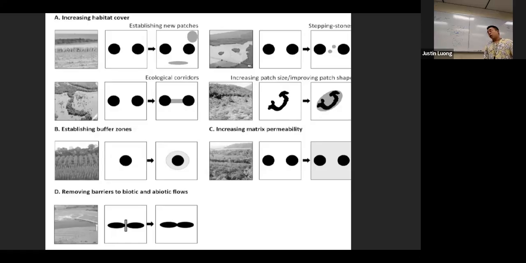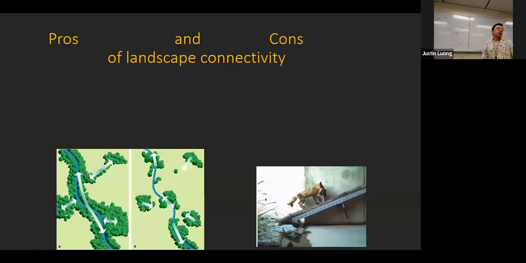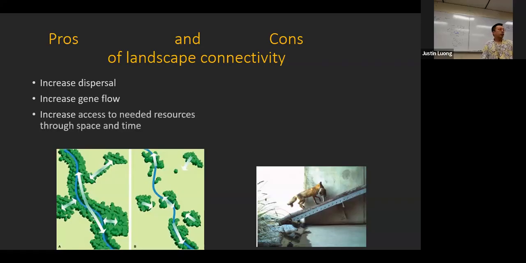So there are pros and cons of habitat connectivity. Mostly pros, but there are cons. Pros typically outweigh the cons, but it's important to consider. Pros are increased dispersal and increased gene flow. Increased gene flow means increased gene diversity. Increased gene diversity typically means a population is healthier and more resilient to disturbances like climate or other human-caused disturbances. Also increased access to needed resources over space and time, and increased pollination.